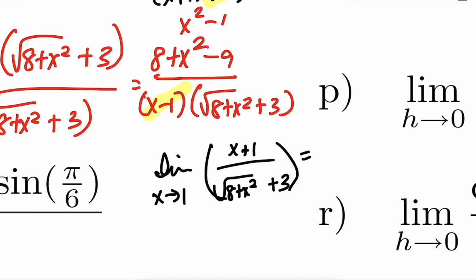On the top, I get 2. On the bottom, I get the square root of 9, which is 3. 3 plus 3 is 6. The answer is 1/3.